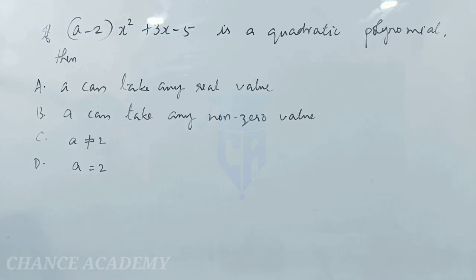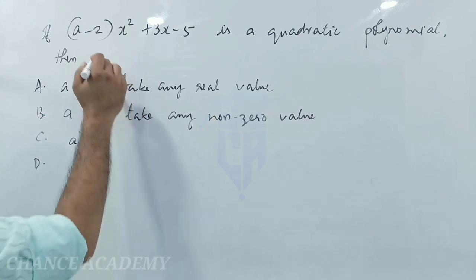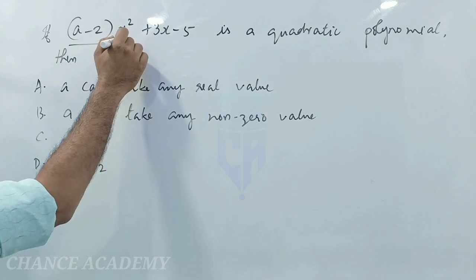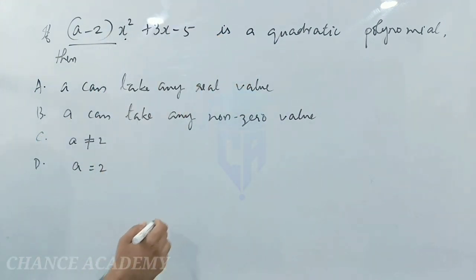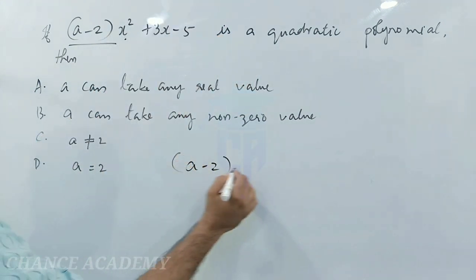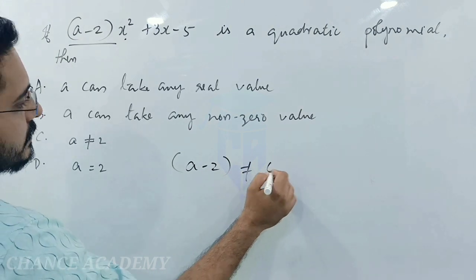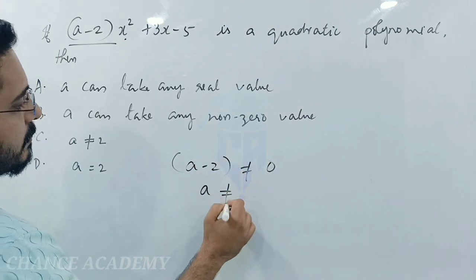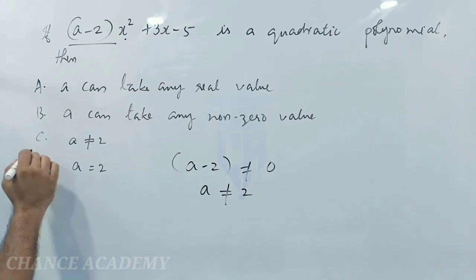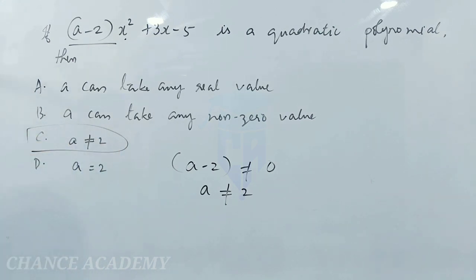This is from the basic definition of a quadratic polynomial. If it's a quadratic polynomial, the coefficient of x square cannot be equal to 0. So the x square term must be there if it needs to be a quadratic polynomial. So a minus 2 cannot be equal to 0. That means a cannot be equal to 2. So your answer will be option C, a not equal to 2.